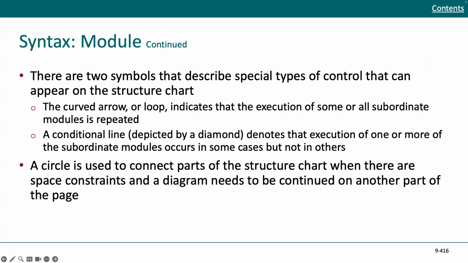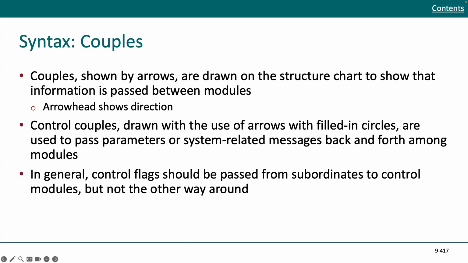The lines that connect the modules communicate the passing of control. There are two symbols that describe special types of control. The curved arrow, or loop, indicates that the execution of some or all of the subordinate modules is repeated, and a conditional line, which is depicted by a diamond, denotes that the execution of one or more of the subordinate modules occurs in some cases, but not in other cases. So there has to be some kind of decision process. A circle is used to connect parts of the structure chart when there are space constraints and a diagram needs to be continued on another part of the page.